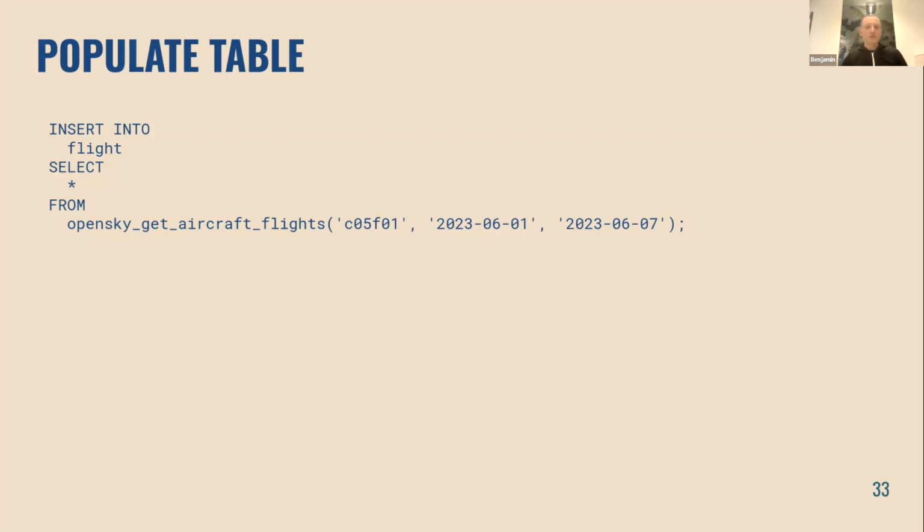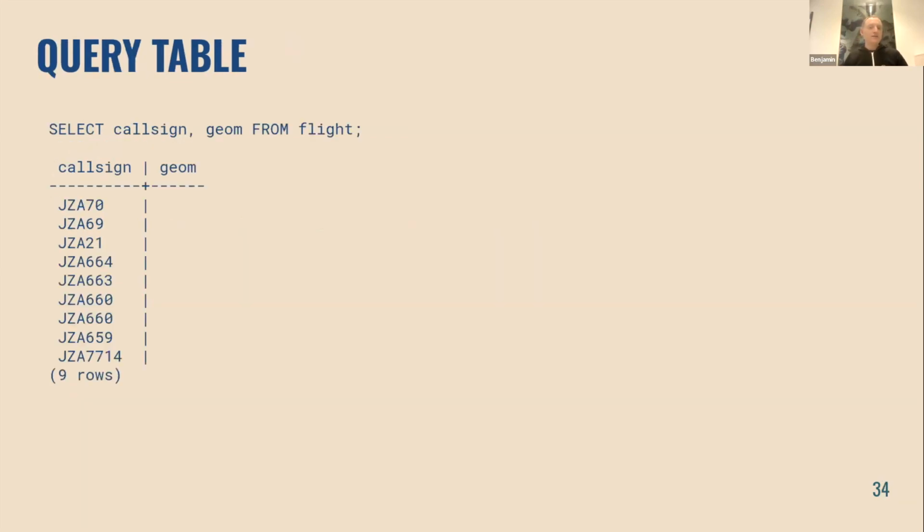And there we go. So in this example, I'm asking, tell me about all the flights that happened at the beginning of June for a particular aircraft, CO5F01. As soon as we call that and look at the table, you can see there are, as an example, 9 instances of that plane flying that were captured by OpenSky. Of course, the problem here is that there's no geometry. And if you remember what the JSON response was, it certainly did not have any geographic information associated with it.